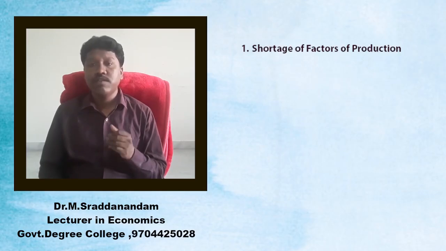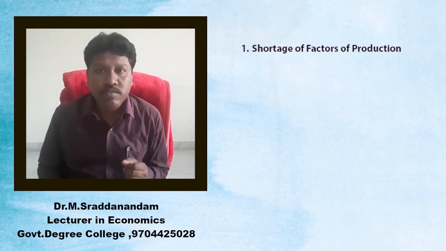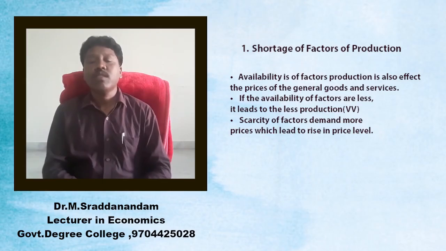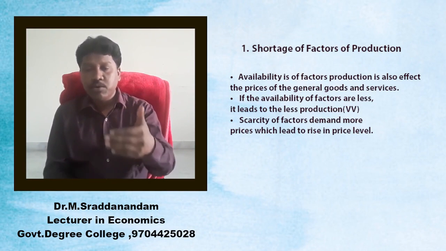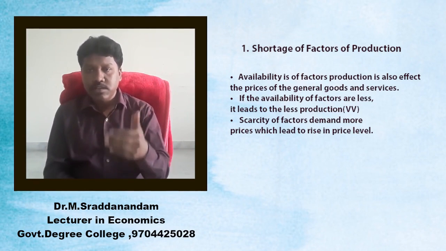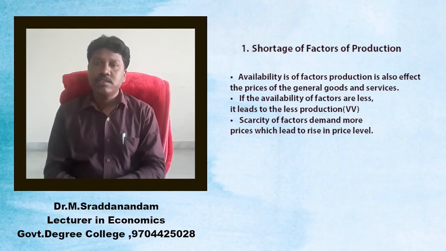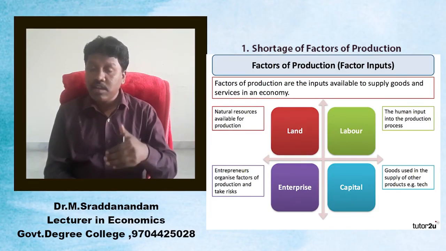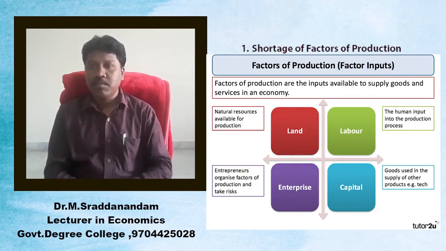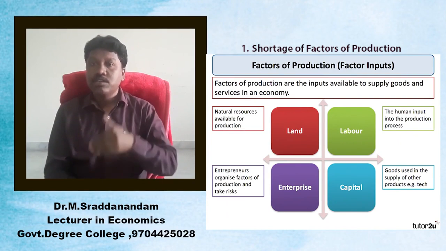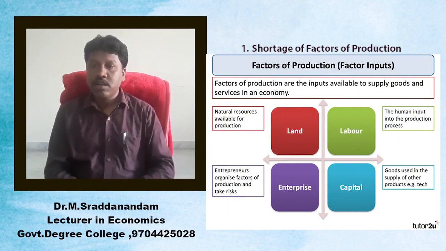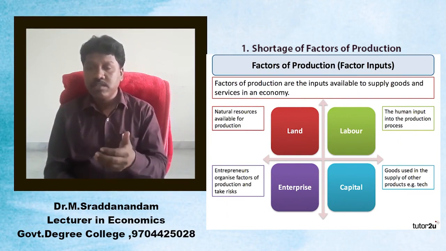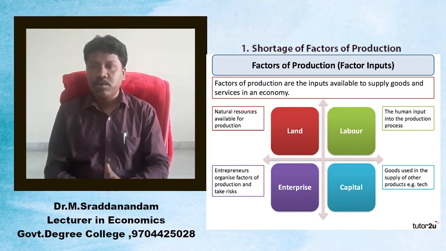So one is shortage of the factors of production. What is shortage of the factors of production? Availability of the factors of production also affects the prices of general goods and services. If the availability of factors of production is very less, then that leads to less production in the economy. Shortage of production in the economy means prices are going to rise for the existing goods in the economy.